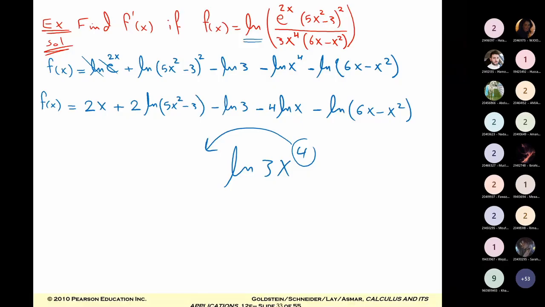If we have a power like this, 3x all to the power 4, we can put the exponent outside the ln. But if we have ln 3x to the power 4, this is the exponent for x, so we cannot put it like this. Okay?